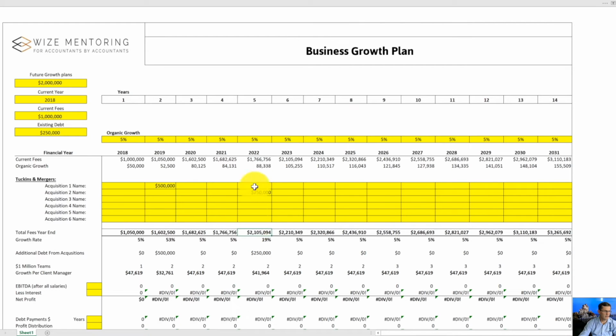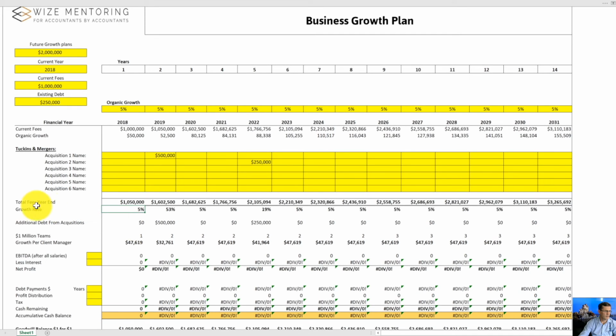And you can see there that in about 5 years' time, we can get to the $2 million mark, which will then also achieve our ideal income. So we'll just work our way through this spreadsheet. So we've got total fees, and you can see there that we pick up some really good growth rates in the years that we purchase some other firms. The additional debt comes through, 500,000 there and 250,000 there in 2022.